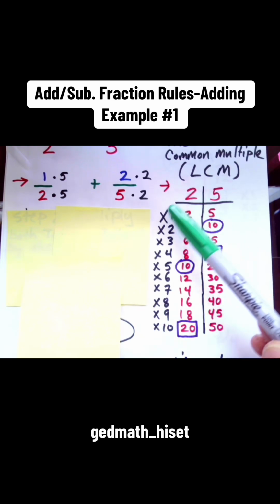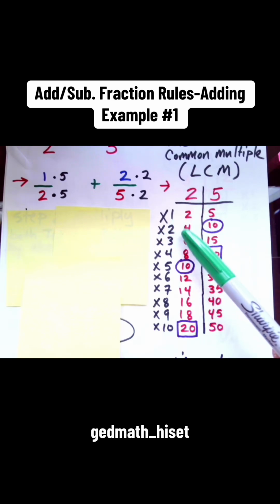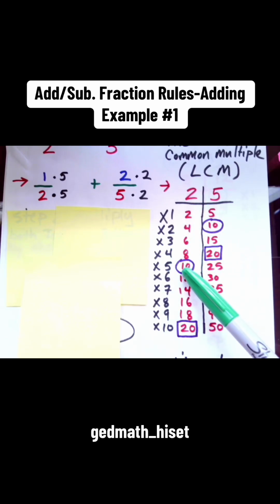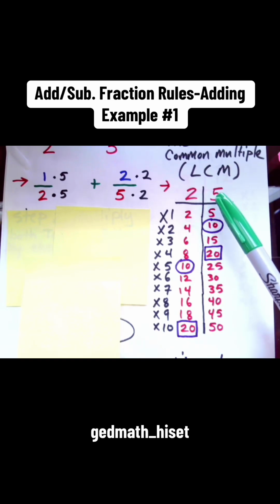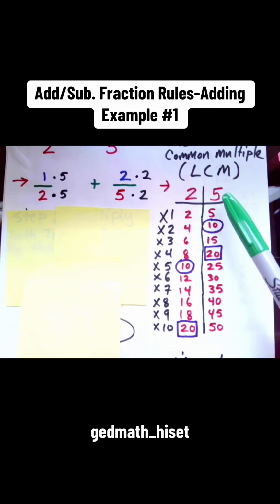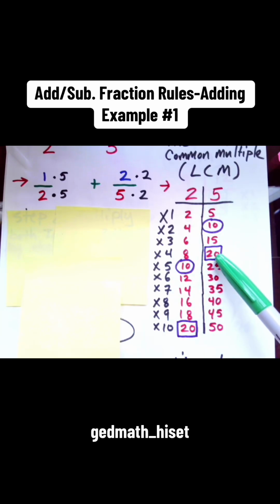So 2 times 1 is 2. 2 times 2 is 4. 2 times 3 is 6. 2 times 4 is 8. 2 times 5 is 10. And if you keep going down, you can see here that 2 times 10 is 20. I'm going to start with 5. 5 times 1 is 5. 5 times 2 is 10. 5 times 3 is 15. 5 times 4 is 20.